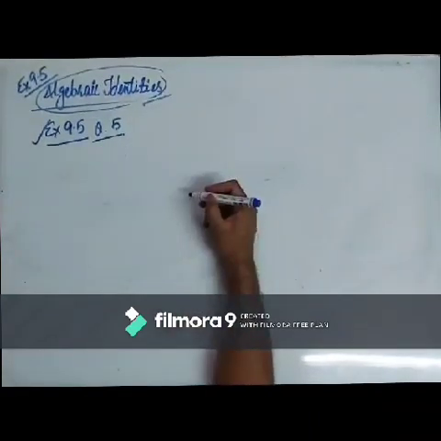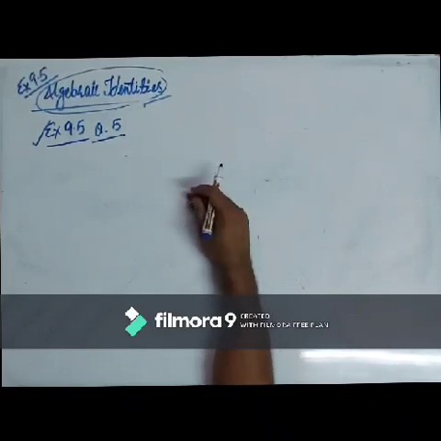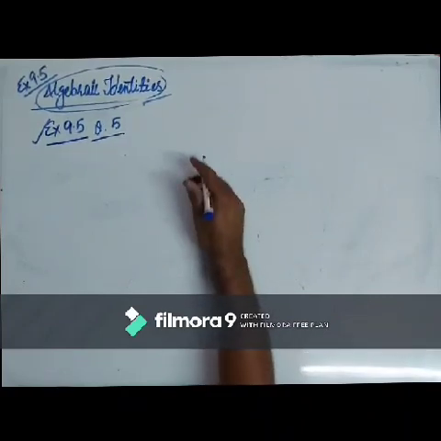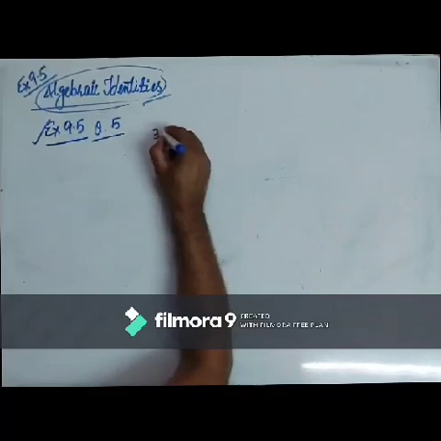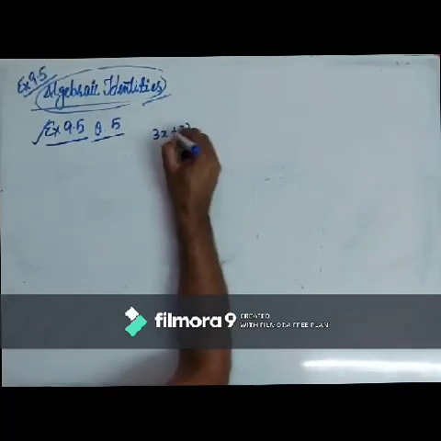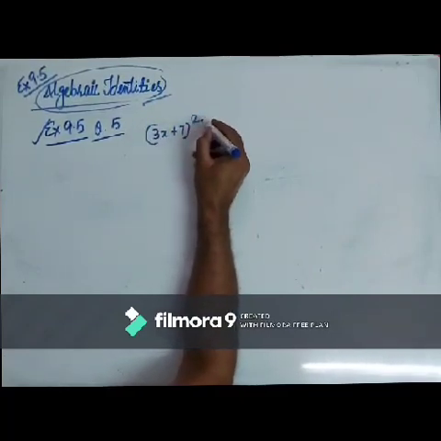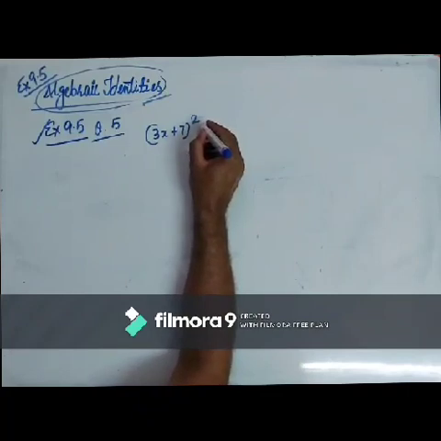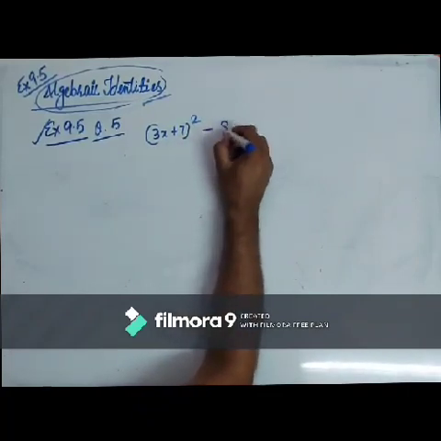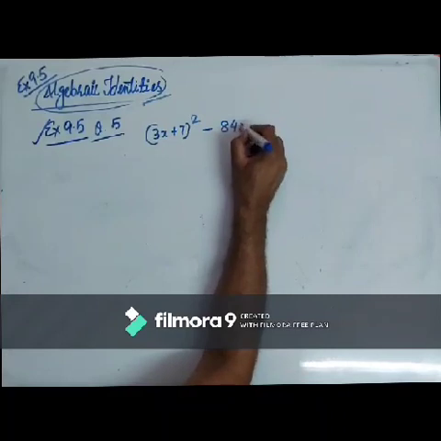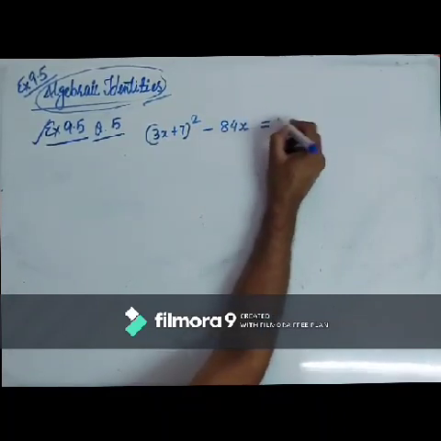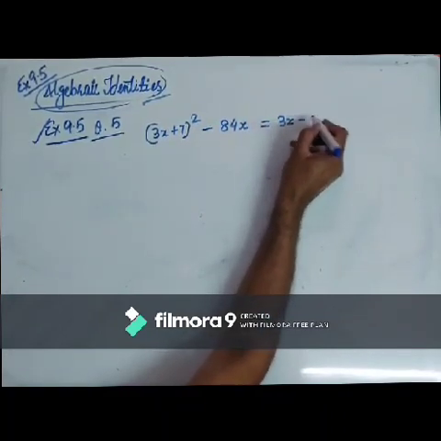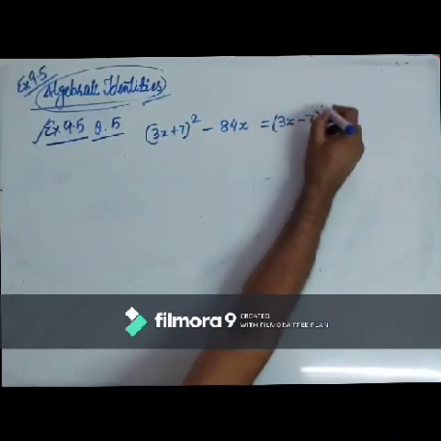Question number 5, part number 1. Use of all these identities in questions. This is (3x + 7) whole square minus 84x is always equal to (3x − 7) whole square.